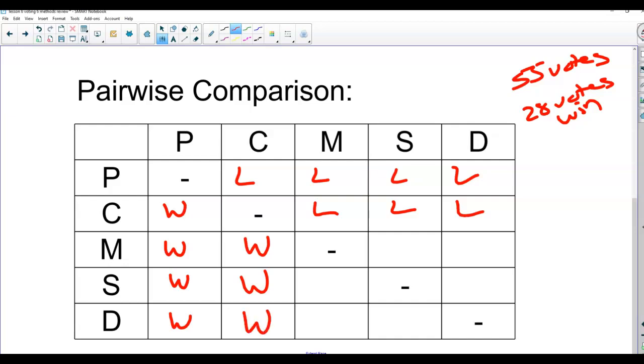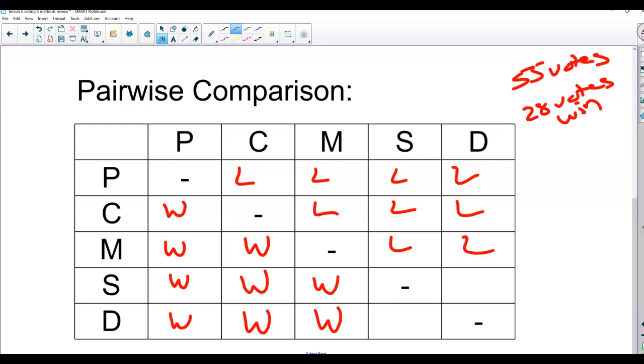M versus S. S wins the first column. S wins the second column. M wins the third column. And M wins the sixth column. 12 votes it gets over S. That's not enough to win. M versus D. D wins the first column. D wins the second column. M wins the third column and the fourth column. So M's at 19. D wins the last two. 19 is not enough to win.